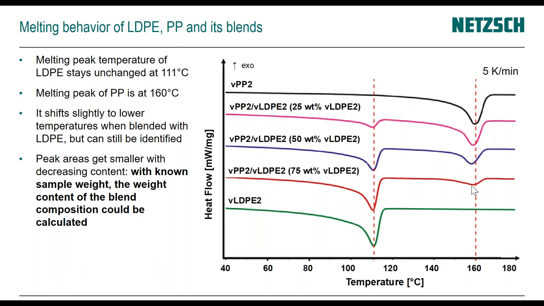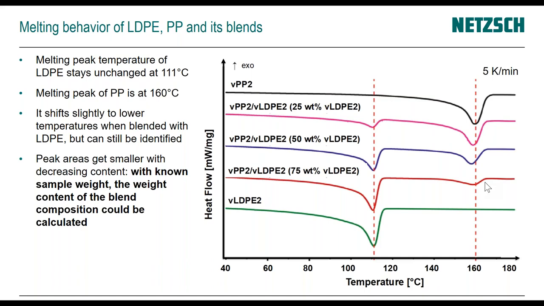The other thing we see that I pointed out earlier: obviously, when we have a mixture and we use the same sample weight in our DSC measurement, the area under the peak, the enthalpy, will be different. And based on that, we could actually recalculate what the proportion of material was in that particular sample.